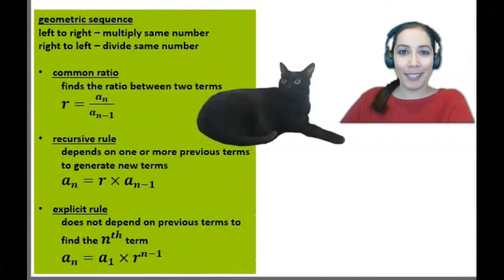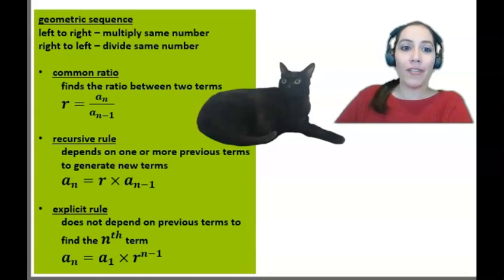Chloe is here with her latest tips and tricks. She wants you to know that when you have a geometric sequence, you will be multiplying the same number when you're going from left to right, and you will be dividing the same number if you were going right to left between each pair of consecutive terms.